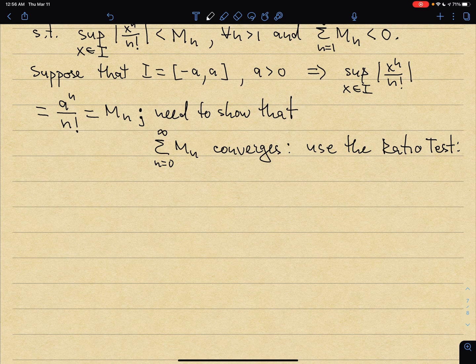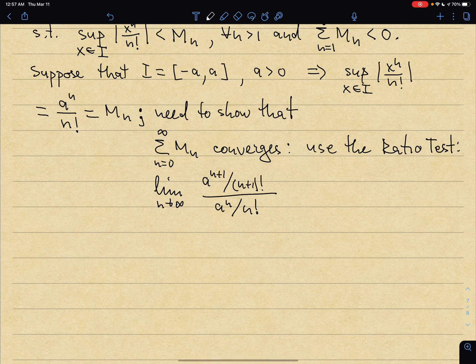What does it tell us? Take a limit as n goes to infinity. Now everything is positive here, so I don't need to take any absolute values. a to the n plus 1 over n plus 1 factorial, divided by a to the n over n factorial, right? The n plus first term over the nth term.